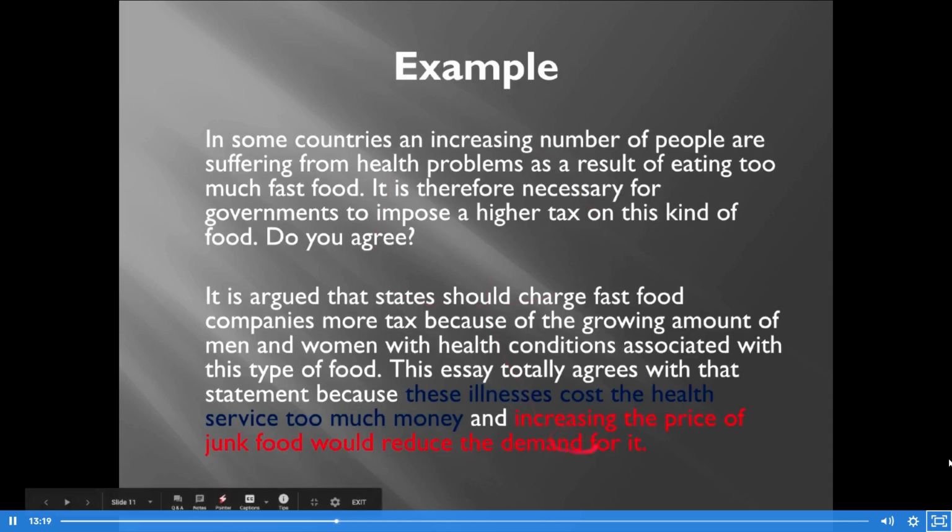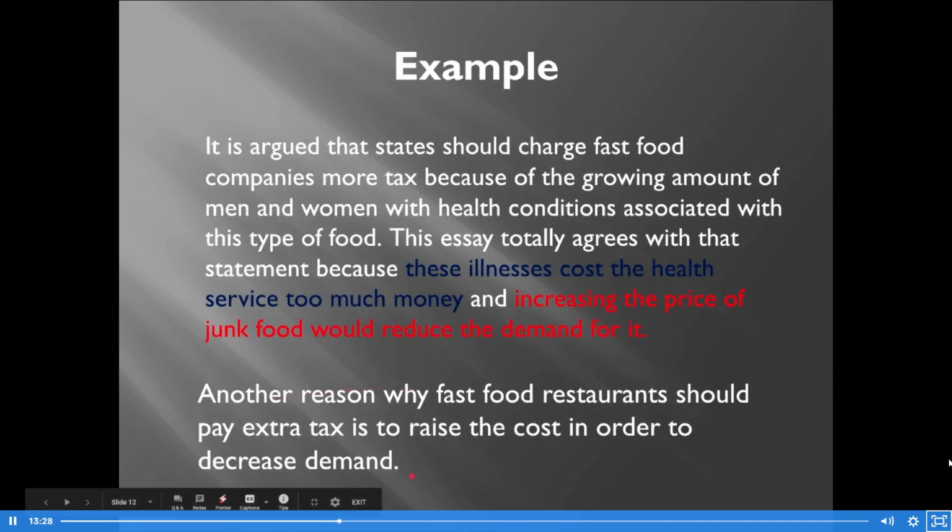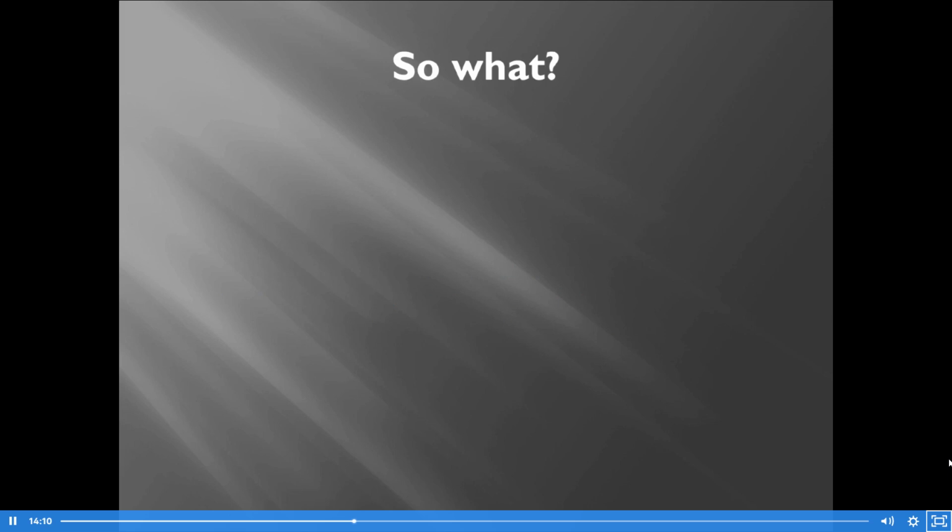So let's have a look at the second main idea here for our question. Okay, so this is the question again. This is our second main idea. Let's have a look at what this student has done with their paraphrasing and with their topic sentence. So they've taken the main idea, increasing the price of junk food would reduce the demand for it, and what they've done here is they've put it into their topic sentence. Another reason why fast food restaurants should pay extra tax is to raise the cost in order to decrease demand. So they've said basically the same thing, but they've just paraphrased it. And you could read this topic sentence and fully understand what this person thinks about the question and what their main idea is. So the next stage we need to move on to is explaining that main idea.